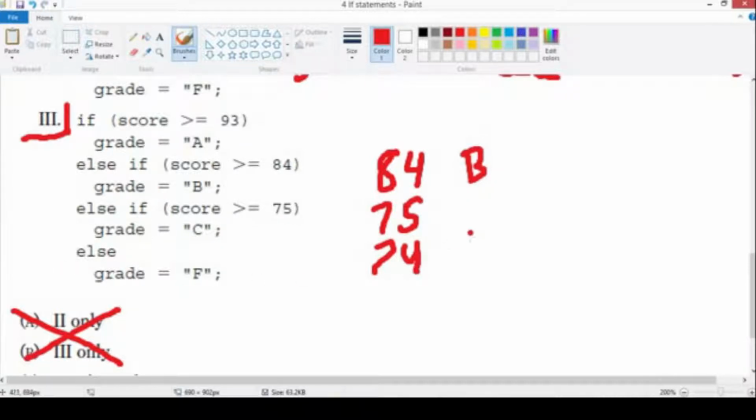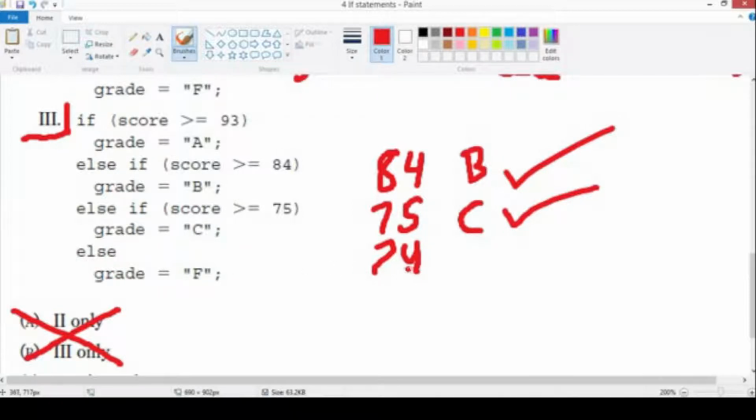Else, nope, don't do it. Okay, that test case worked. 75, not greater than 93, so we went to our else if. First else if anyway. Score is greater than or equal to 84, it isn't, so we don't do that one either. Else if score is greater than or equal to 75, it is, so make it a C. And lastly is an else, which we don't do since the else if, I should say, happened. So, and 75 should be C.